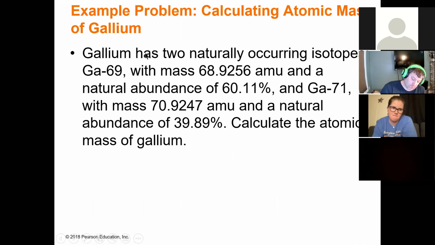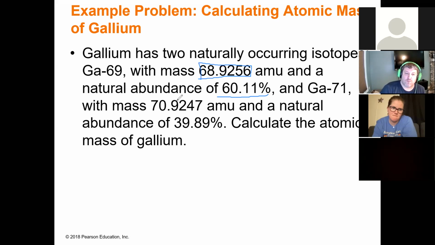So we look at this one here. We've got gallium, which has 2 naturally occurring isotopes. There's gallium-69, which actually has a mass of 68.9256 if we're going to be very precise. So we're going to use that. And its natural abundance is 60.11%. So a majority of it is this gallium 68.9256.